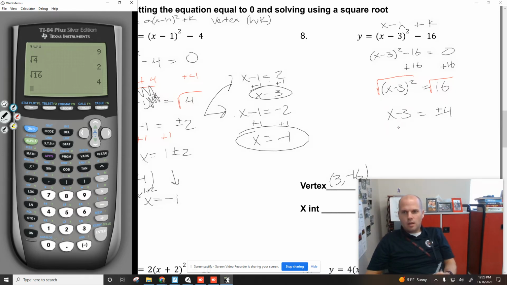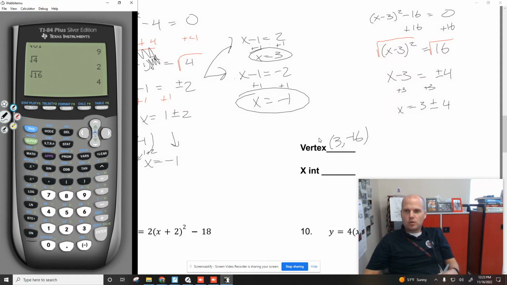And ready? When you add 3 to both sides, don't add it to this 4, because they're two different numbers. It's positive 4 and negative 4. If you do 3 plus 4, you get x equals 7. If you do 3 minus 4, you get x equals negative 1.